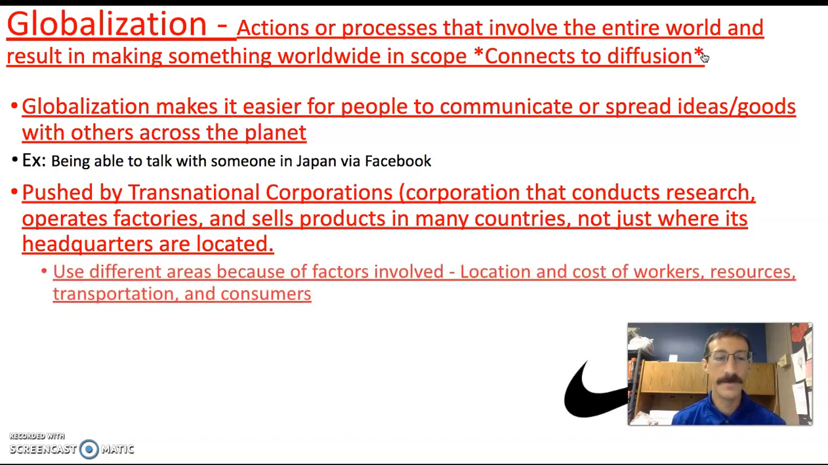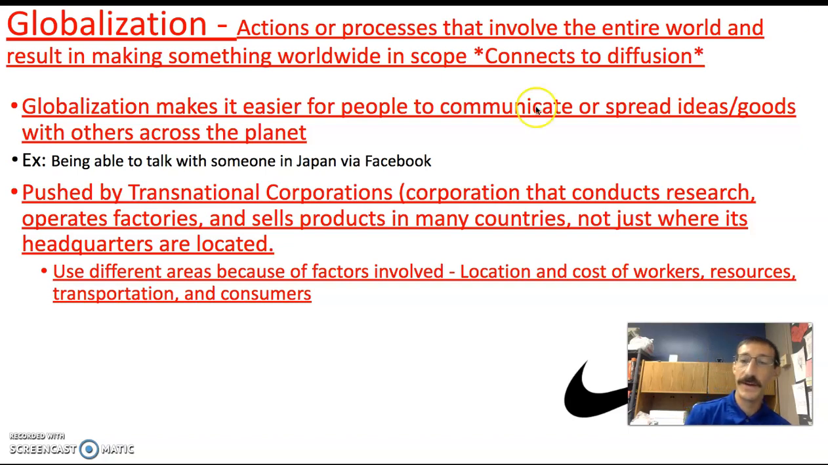All right, so different areas are involved because of factors such as: where is it cheapest to have locations of stores, where is it cheap but efficient to have our workers located, and how many workers do we need, what resources are available, how much is it going to cost to transport these things to and from locations, and where are the people that are going to be buying our products or services. All those play into why we find a lot of different businesses spread throughout the globe, but also what makes these companies transnational.